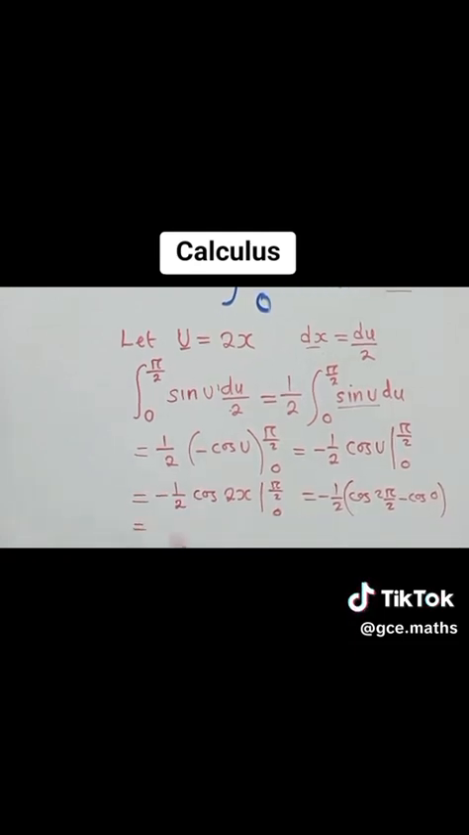So from this stage, we have negative 1 over 2. Here, the 2 and the 2 will go, so we'll remain with cos pi. The cos pi is negative 1, minus cos 0, which is 1. So to simplify this, we have negative 2 there, because negative 1 minus 1 is negative 2. So this negative and this negative will cancel. We shall just remain with a 1. So our answer is equal to 1.